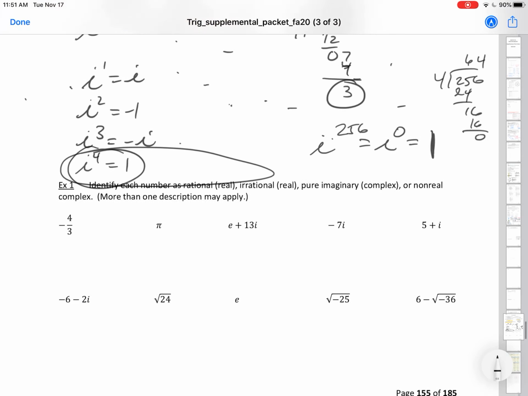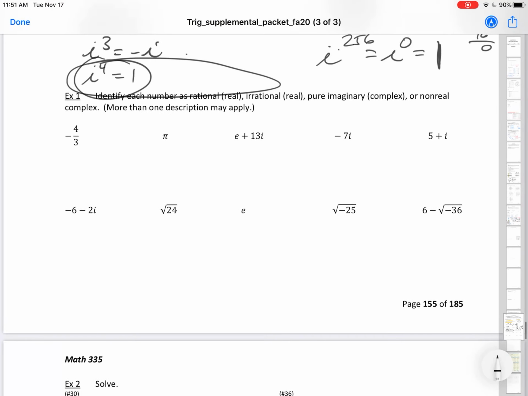So just to highlight that again, it should be a repeat of what you had from your intermediate algebra instructor. If they didn't talk about it, go ahead and call them up and ask what they did. Okay, but I think you'll understand it. So identify each number as rational, irrational, pure imaginary, or non-real complex.